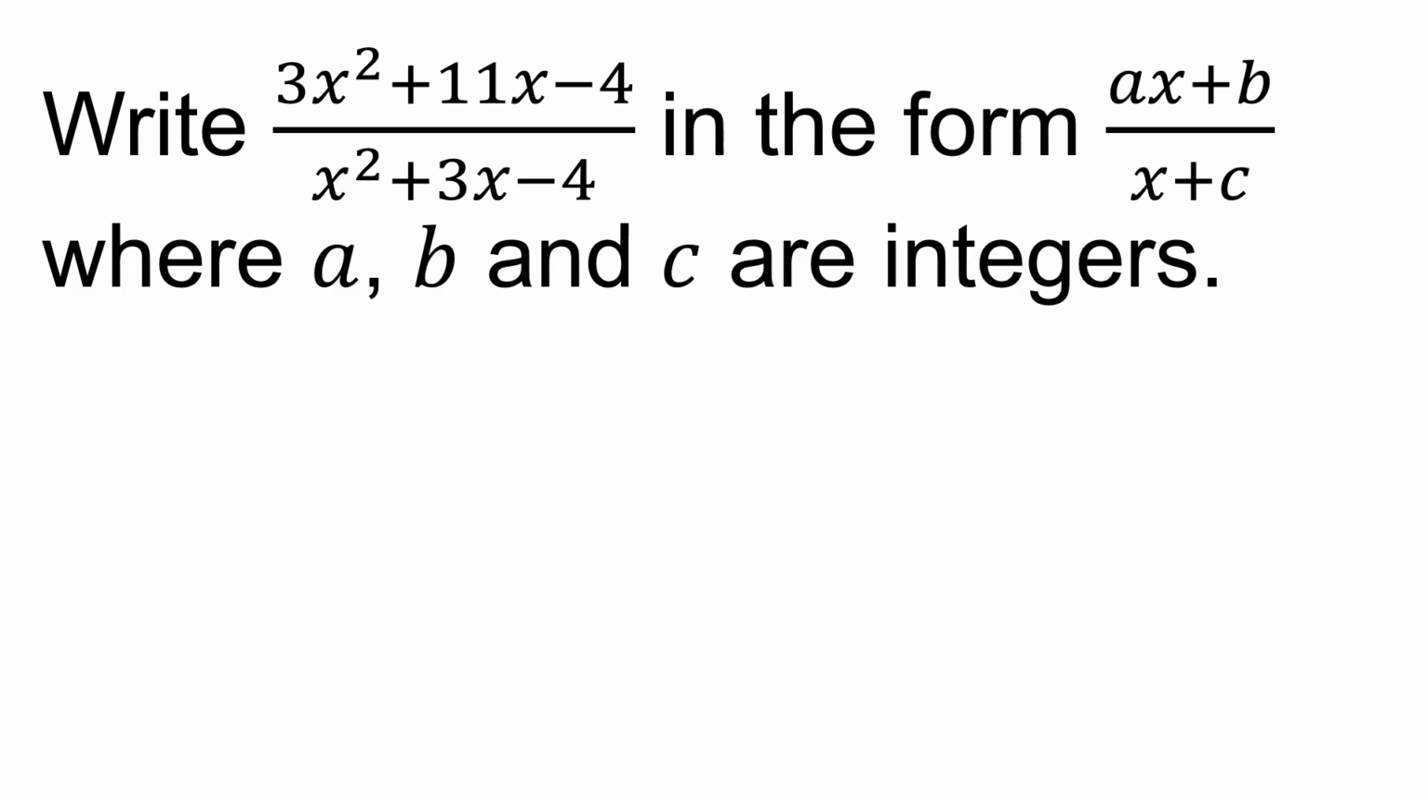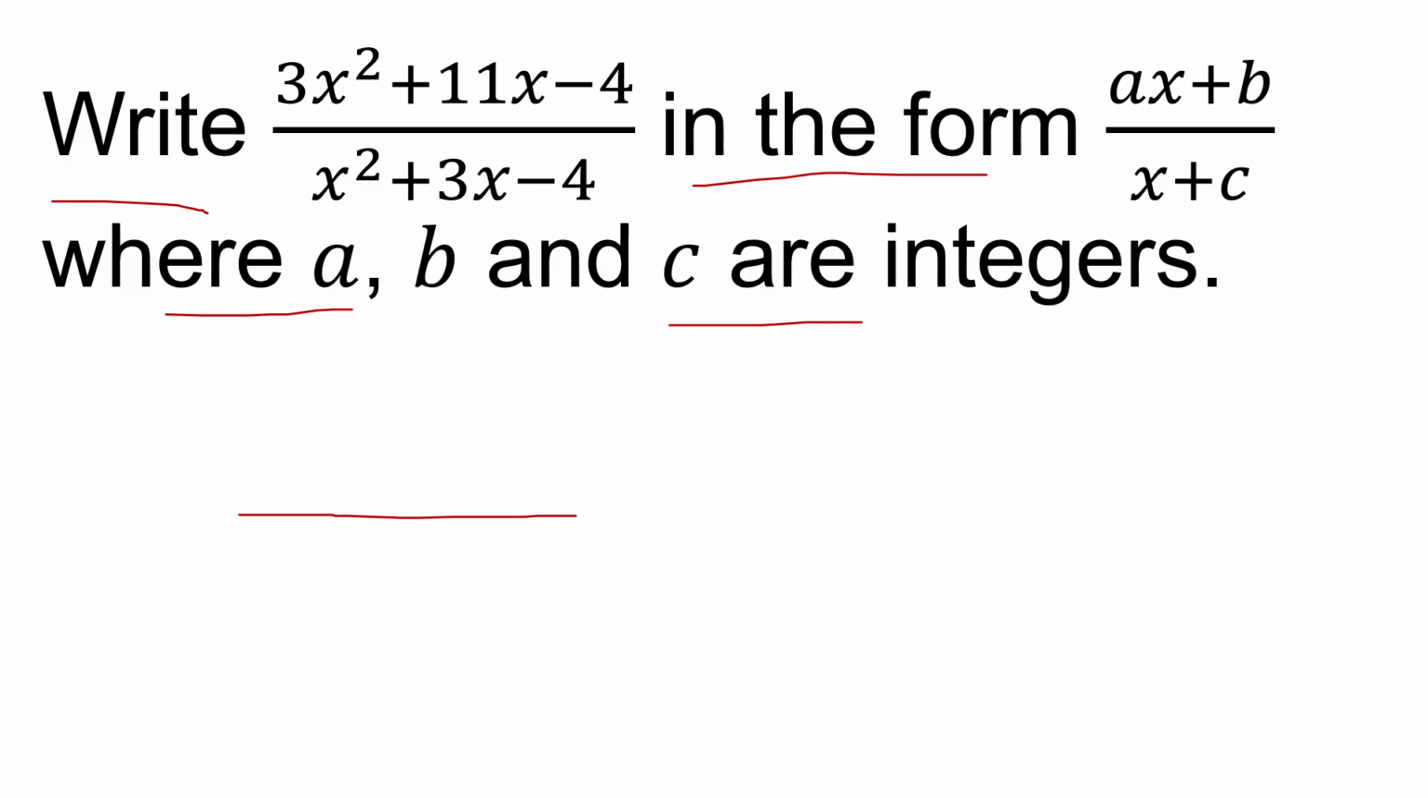GCSE Maths, looking at a typical grade 8, grade 9 simplifying algebraic fractions problem, in roughly 2 to 3 minutes. We're asked to write this algebraic fraction, 3x squared plus 11x minus 4 all over x squared plus 3x minus 4, in the form ax plus b all over x plus c, where a, b, and c are integers, meaning whole numbers.